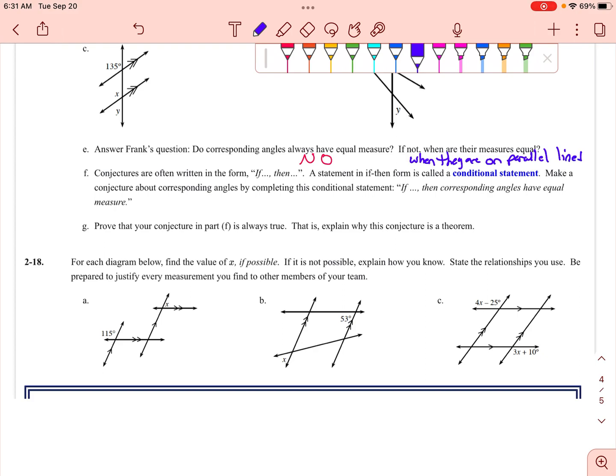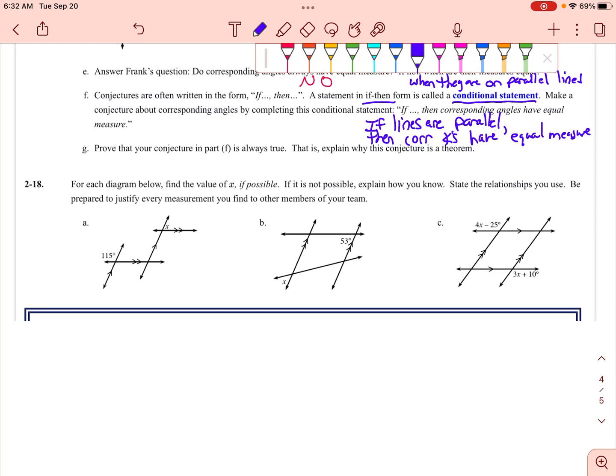So write an if-then statement called a conditional statement. In my notes, I would make sure I knew an if-then statement is called a conditional statement. Make a conjecture about corresponding angles by completing this: if blank, then corresponding angles have equal measure. I would say if lines are parallel, then corresponding angles have equal measure. Only when the lines are parallel. Okay?